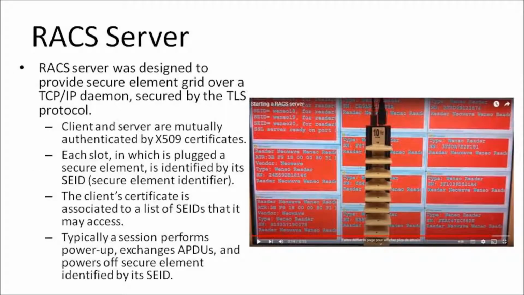RACS server was designed to provide secure element grids over a TCP/IP daemon, secured by the TLS protocol. Client and server are mutually authenticated by X509 certificates. Each slot in which a secure element is plugged is identified by its SEID, secure element identifier. The client certificate is associated to a list of SEIDs that it may access. Typically, a session performs power up, exchanges APDUs, and powers off the secure element identified by its SEID.